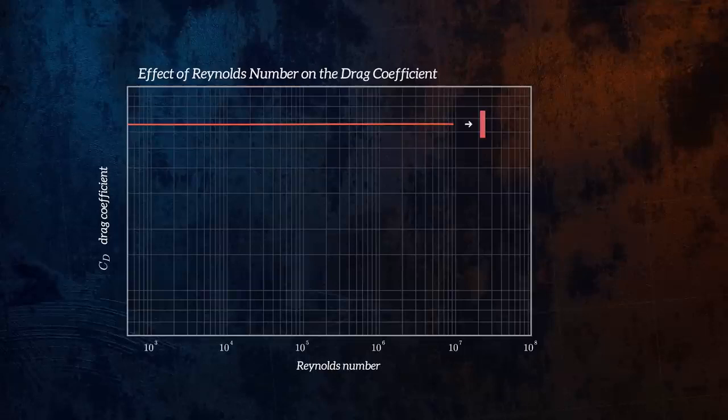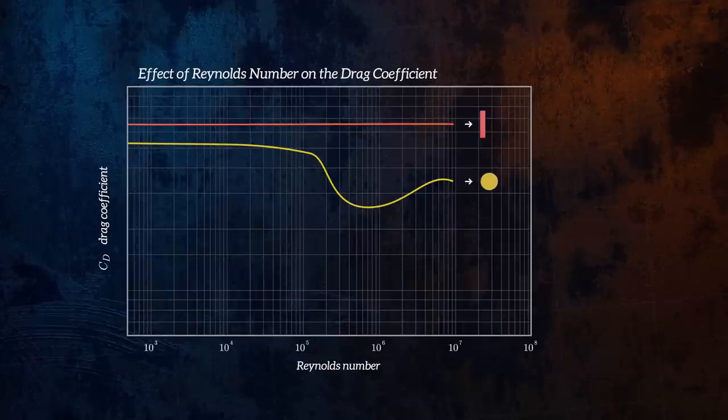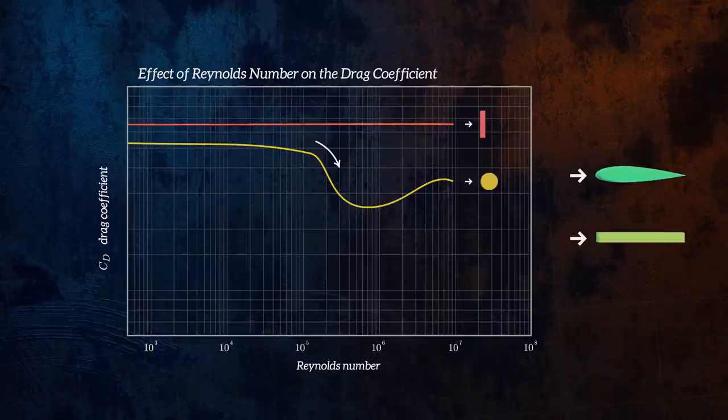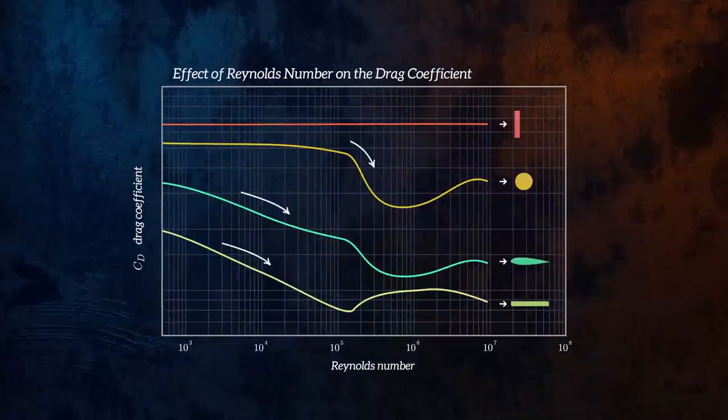For blunt shapes like this disc, we see a large decrease in the drag coefficient at the transition between laminar and turbulent flow, because flow separation is delayed when the boundary becomes turbulent, reducing the drag force. And for streamlined bodies, the drag coefficient reduces gradually as Reynolds number increases, since viscous forces are less significant at higher Reynolds numbers. But the drag coefficient begins to increase after the transition to turbulent flow, because, as we saw earlier, a turbulent boundary layer produces larger shear stresses.